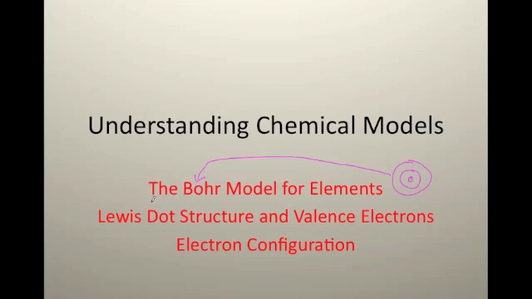Another representation of the atoms that we're dealing with is called Lewis dot structures, and they deal with valence electrons, and that means the electrons in the outermost shell. What you'll usually see is a chemical symbol, such as carbon, and dots around it representing the valence electrons, the electrons in the outermost shell of those atoms.